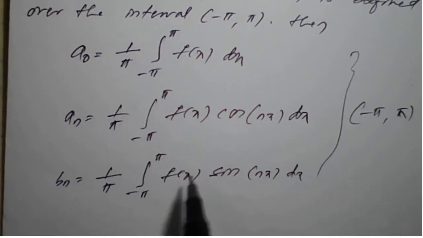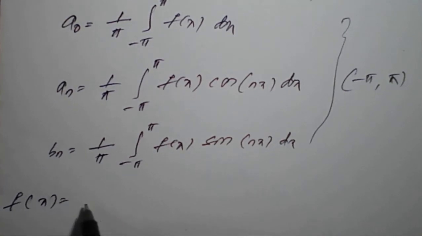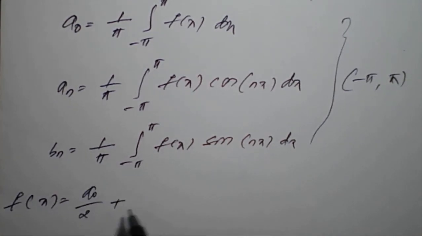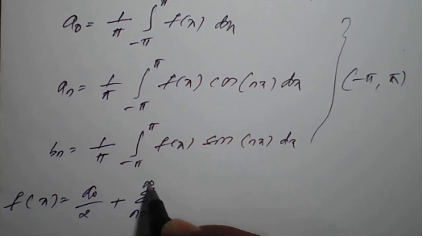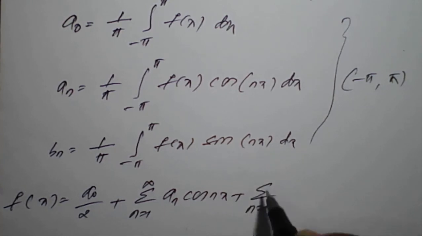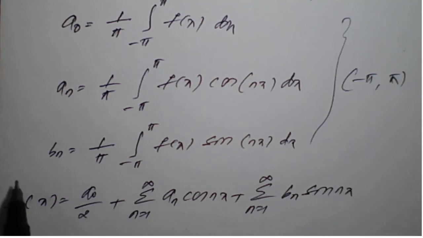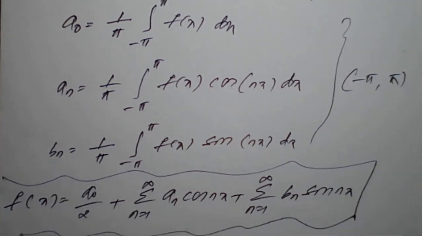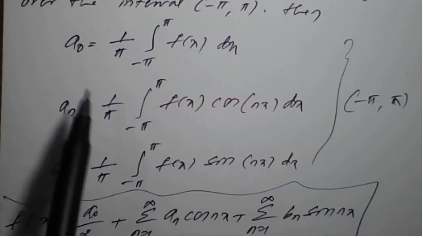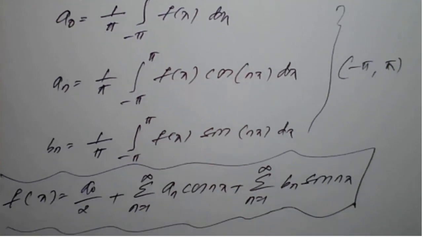So based on this minus pi to plus pi, we'll get the final function f of x equal to a naught by 2 plus summation n from 1 to infinity an into cos of nx plus summation n from 1 to infinity bn into sine of nx. This is the final Fourier series, where we have the a naught, an and bn values here.